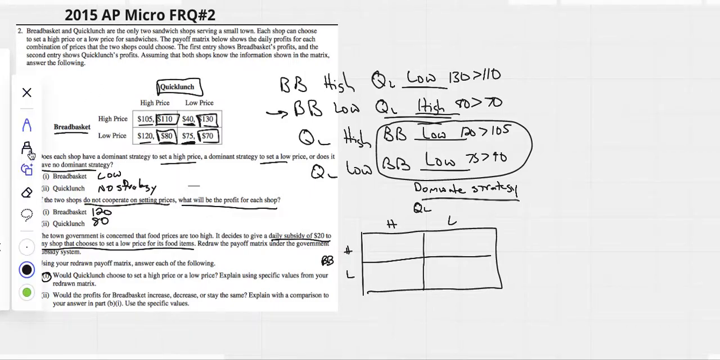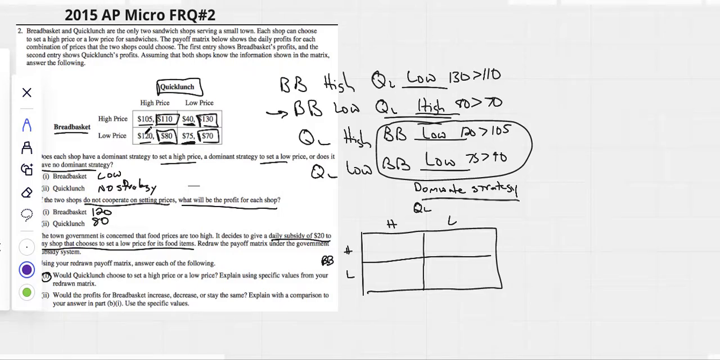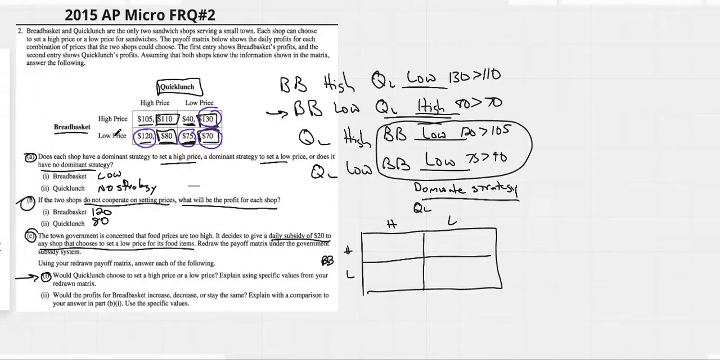So really the target here is just making sure that you know where the low prices are. So this is a low price for Breadbasket, and that's a low price for Breadbasket. That's a low price for Quick Lunch, and that's a low price for Quick Lunch also. So all of those, I'm colorblind, whatever color that is, blue, purple, whatever, they would get an extra $20 because they're getting that subsidy.